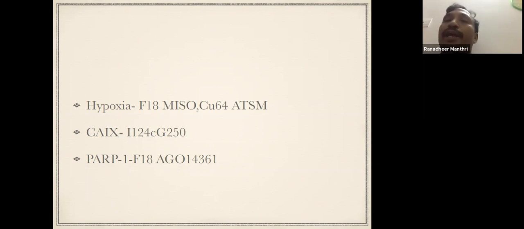PARP is poly-ADP ribose polymerase. This also causes genomic instability. We are already using olaparib, but whether the tumor is having genomic instability, whether the patient will respond to olaparib, we can check with F18 AGO 14361, which goes and binds when there is poly-ADP ribose polymerase. So by that, we can say whether the patient's tumor will respond to olaparib or not. Next slide.